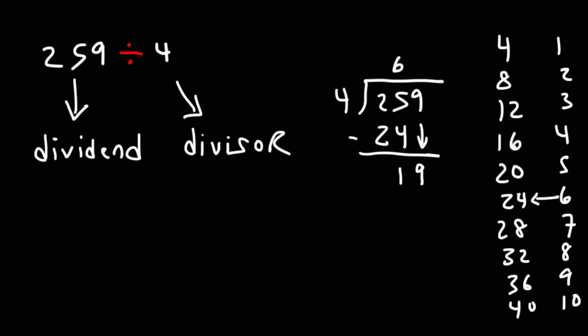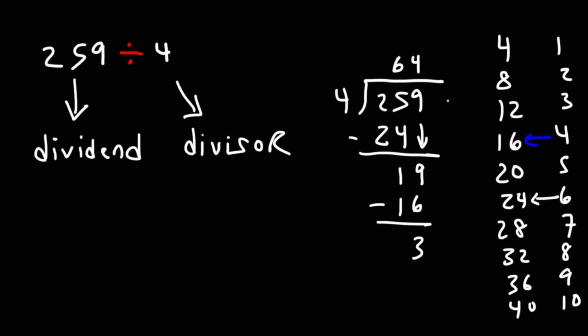Now, how many times does 4 go into 19? What is the highest multiple of 4 under 19? That's going to be 16. 4 goes into 19 4 times. 4 times 4 is 16, and 19 minus 16 is 3.